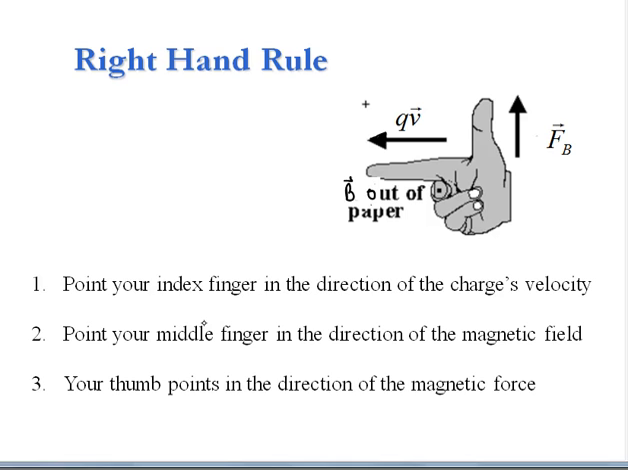Another way to look at the right-hand rule is using our thumb and index finger. We point our index finger in the direction of the velocity vector if the charge is positive, and in the opposite direction of the velocity vector if the charge is negative. So we point our index finger in the direction of qv and our middle finger in the direction of the magnetic field. In this case, our magnetic field is out of the page. Then our right thumb will point in the direction of the force. So that's another way that sometimes is easier to do than curling your hand.